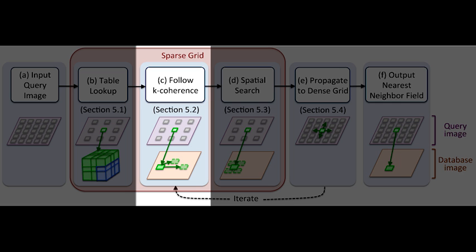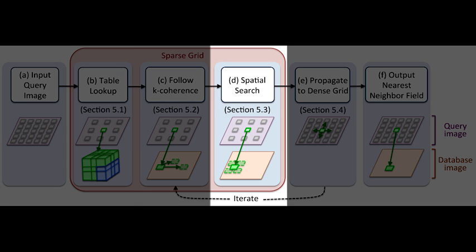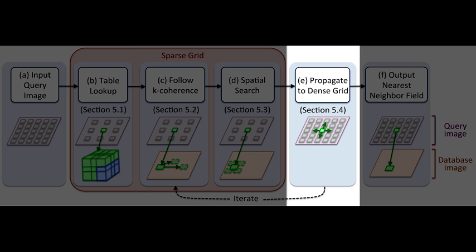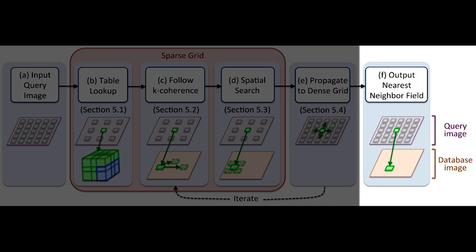There might be a slight error in these correspondences, so we can optionally do a small spatial search to improve them. We do all of this on a sparse grid for efficiency, and then propagate correspondences to the dense grid of all patches. We can iterate and then return the final nearest neighbor field.